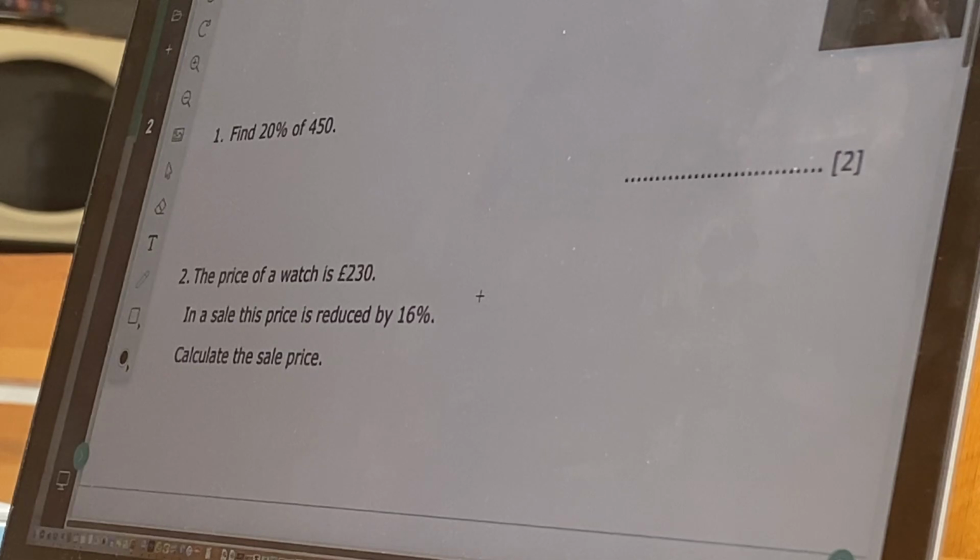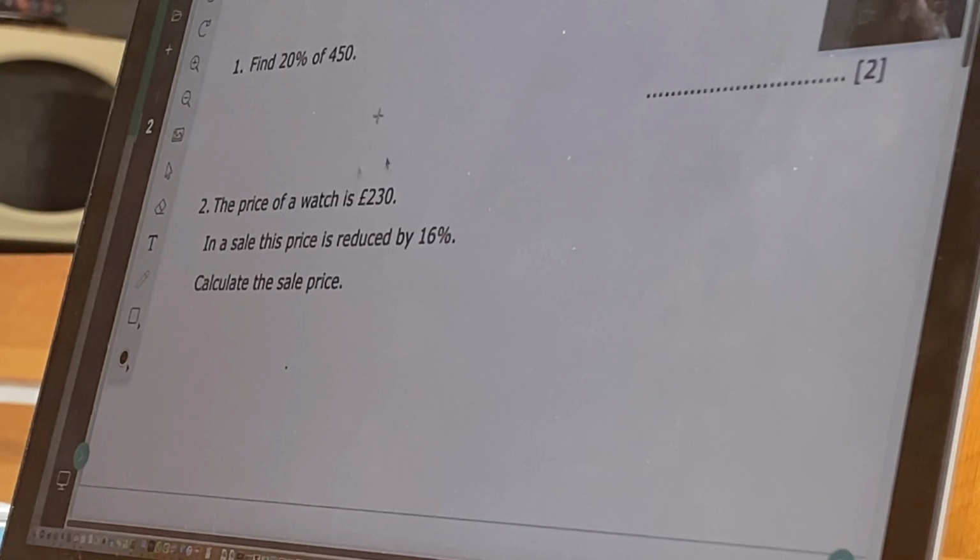So what we have to do is find 45% of 90. Is it 90? Yes, it is 90. It doesn't let me write the answer. Wait, no. It does not let me write the answer.